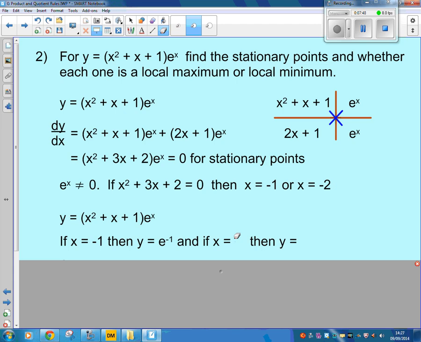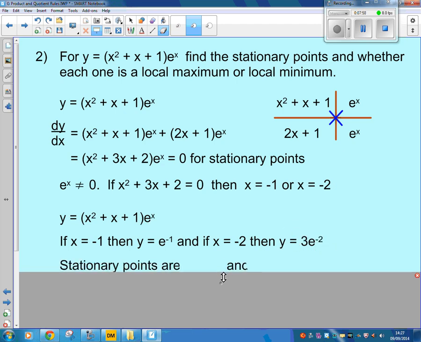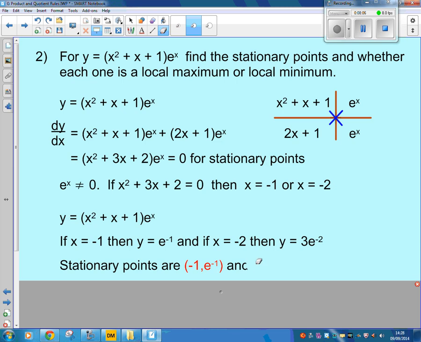And if it's minus 2, when you square it is 4. Take away 2, add 1, that makes 3, e to the minus 2. So that means your two stationary points are when x is minus 1, then y is e to the minus 1. When x is minus 2, y is 3e to the minus 2. They're the stationary points.